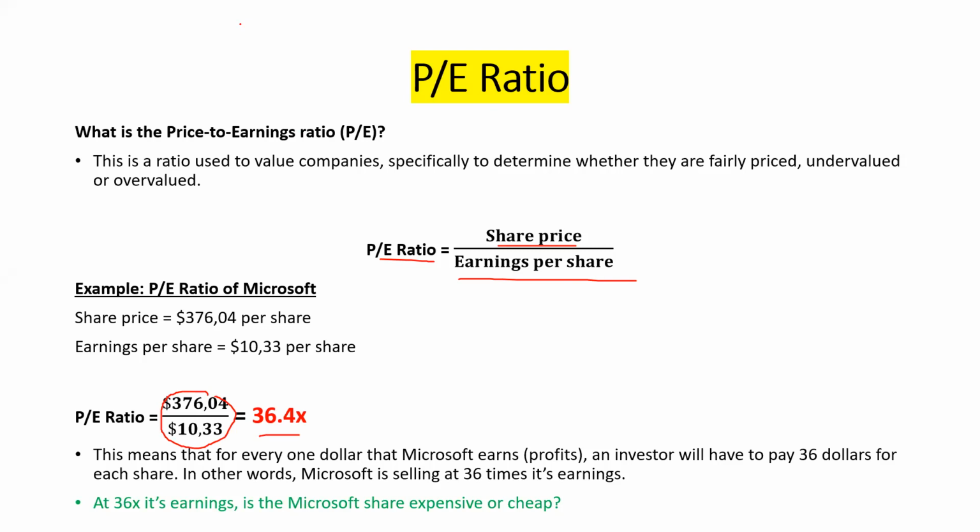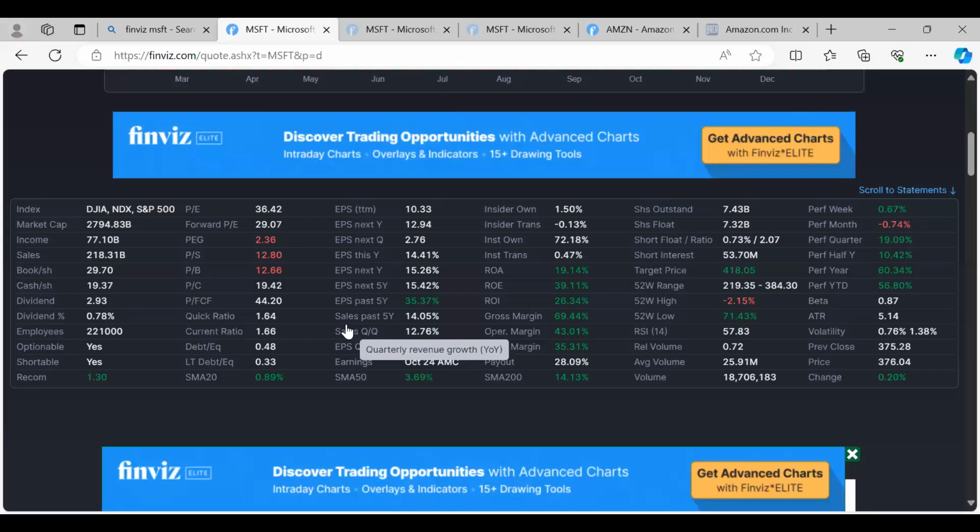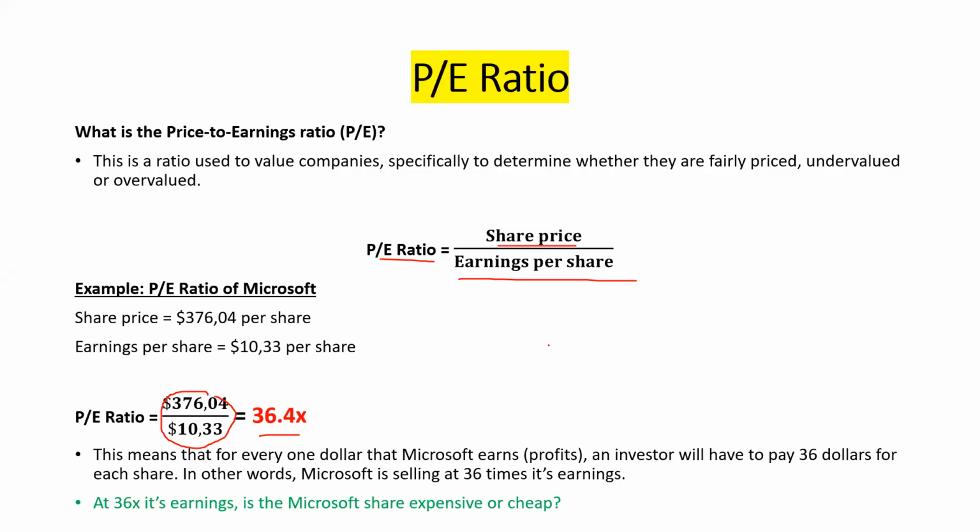But fortunately, we do not have to calculate this figure either because it is already given to us. So when we go to the FinViz website again, we can see that the PE ratio of Microsoft is 36.42, which is exactly what we got. So you don't have to calculate it. It's already given to you, but it's always good to know how it's calculated.